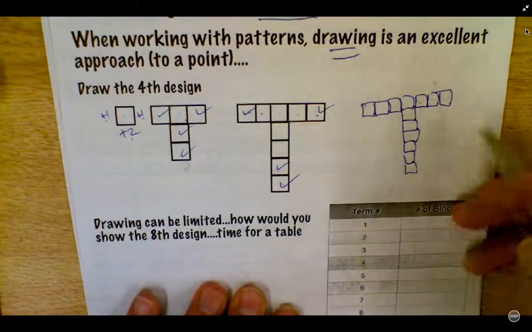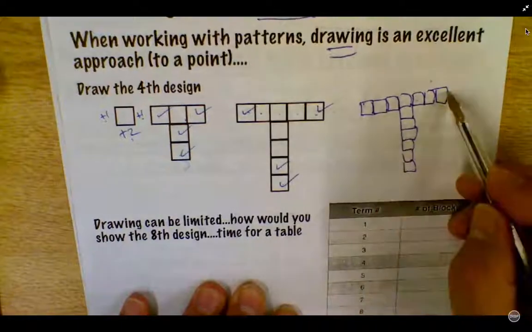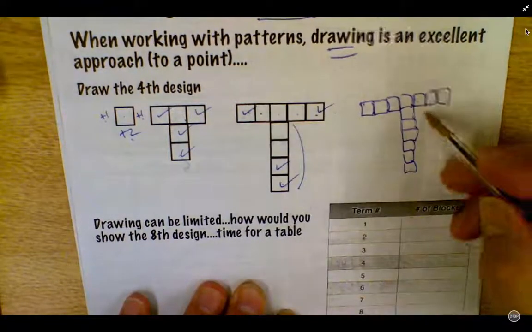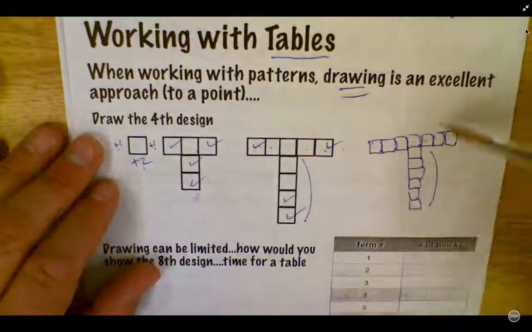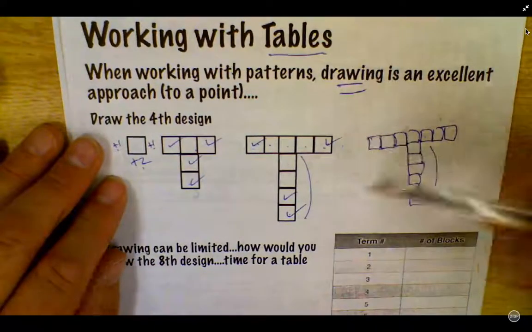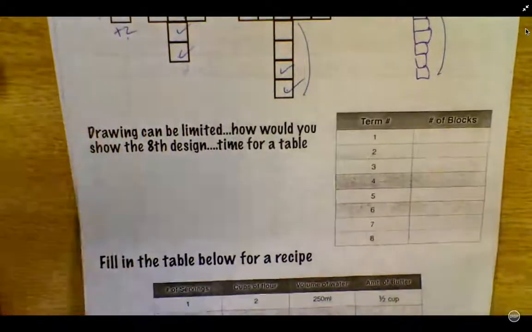Okay, so there's what it would look like. Instead of 5 across the top, I have 7, and instead of a tail of 4, now I have a tail of 6. So it's kind of good to take a look at what actually is happening. Where are the pieces being added? That'll really help you to figure out what the pattern is. And again, drawing can be limited.